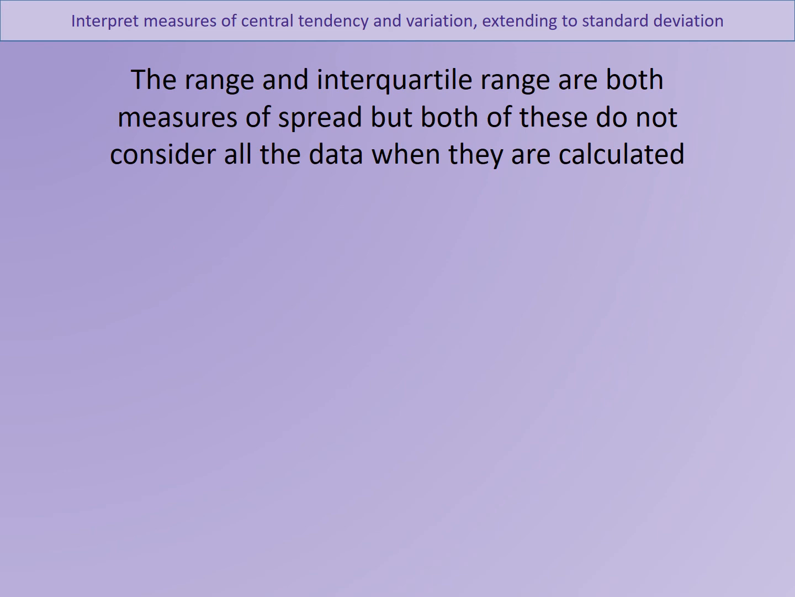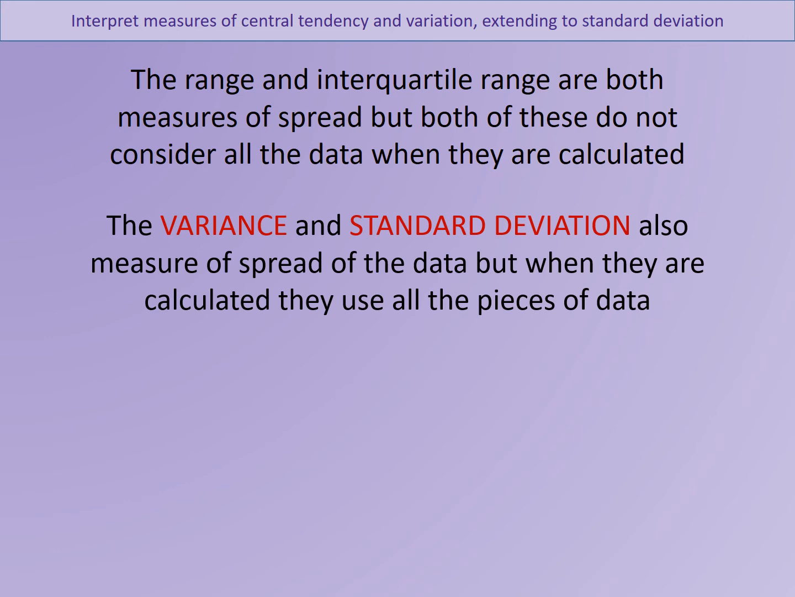So the range and the interquartile range are measures of spread that do not consider all of the pieces of data, and therefore they may not be representative of the whole data set. And we have the variance and the standard deviation that do consider all of these pieces of data. So all of the pieces of data are taken into account when looking at these measures of spread, which can be more time consuming, but may be possibly more accurate as well.